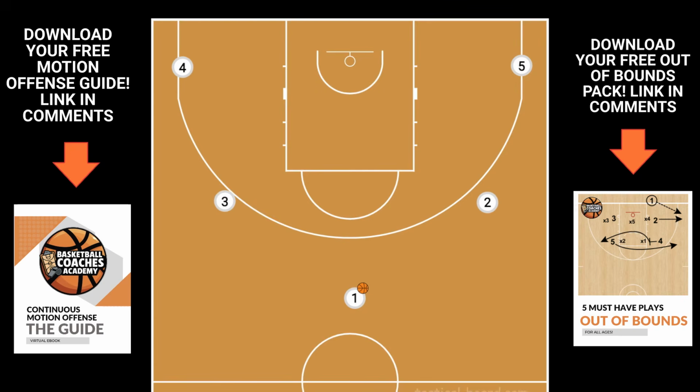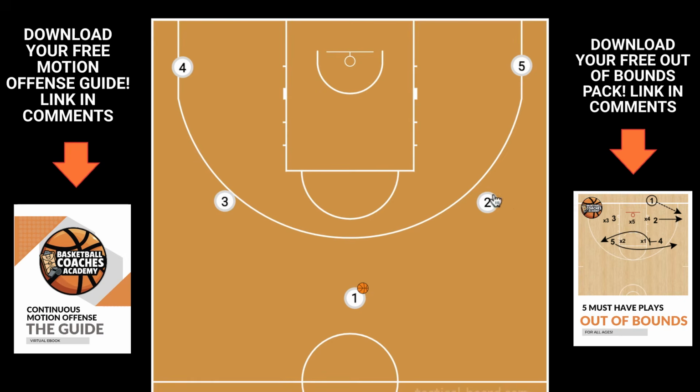So, step one with the 5-out motion offense, we need to get some sort of movement, right? What can we get going? There's a few options. One, we can do some sort of cut, or two, we can get a down screen going. What I like to do with my teams is give them the freedom to choose. As long as you do something, either one of those movements, that's fine, right?